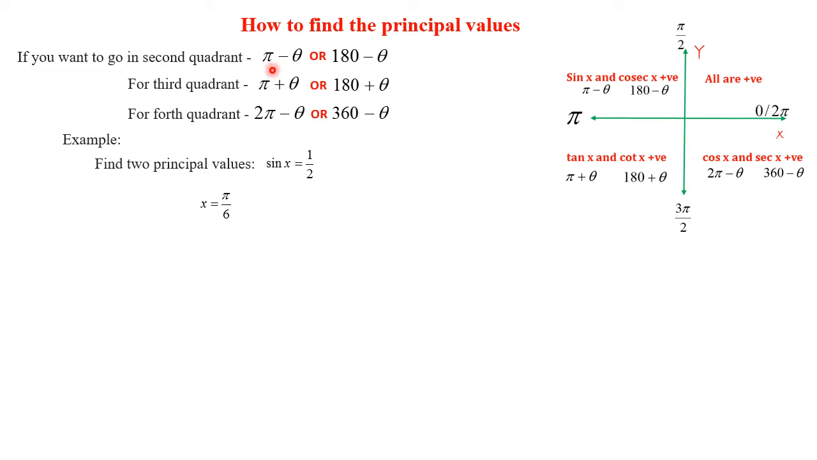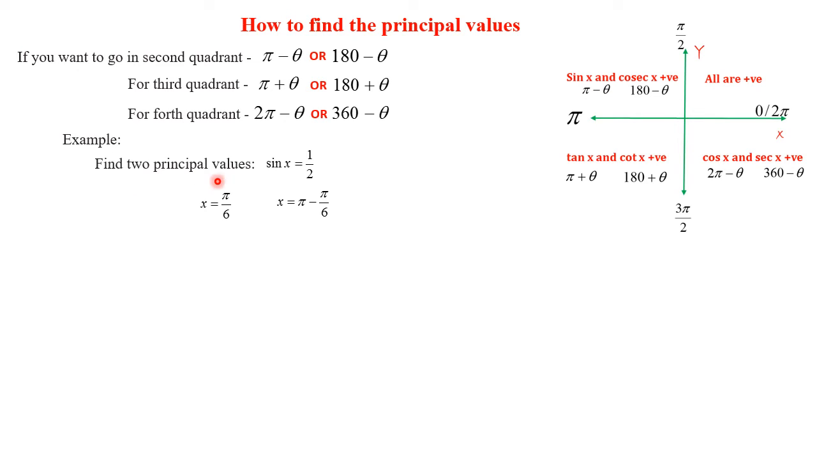What do we have to do? We have to do pi minus theta or 180 minus theta. Since here it is in terms of pi, we can use pi minus theta. So the next solution is x is equal to pi minus theta, and theta is pi by 6. Once again, sin x is equal to 1 by 2. It is positive, which is why it is in the first quadrant or in the second quadrant.